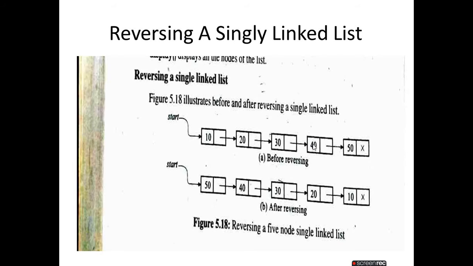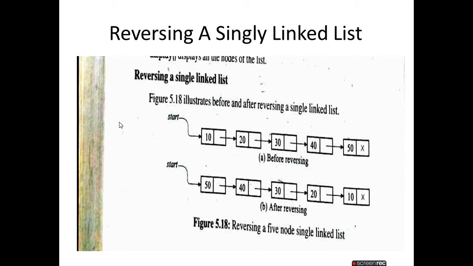First, I will show you a graphical representation of reversing a linked list. As you see, this is a single linked list. There are a total of 5 nodes. The first node's data part is 10, the second node's data part is 20, that means 0, 1, 2, 3, 4. Zeroth node, then 1, 2, 3, 4.